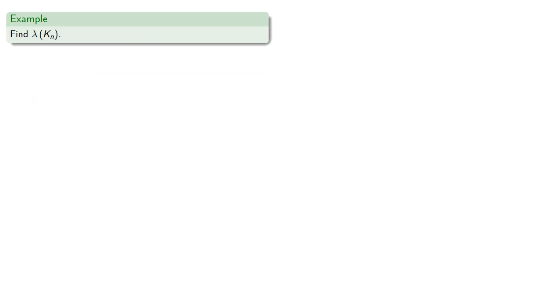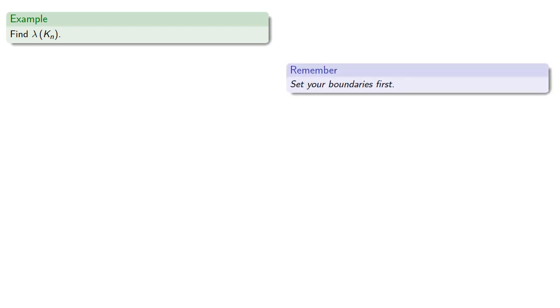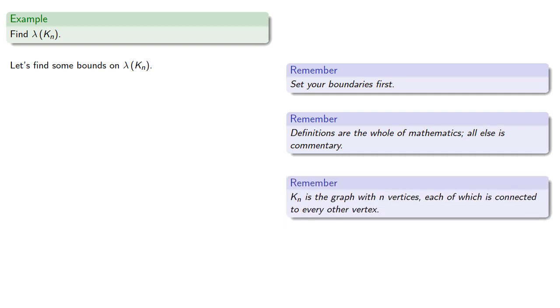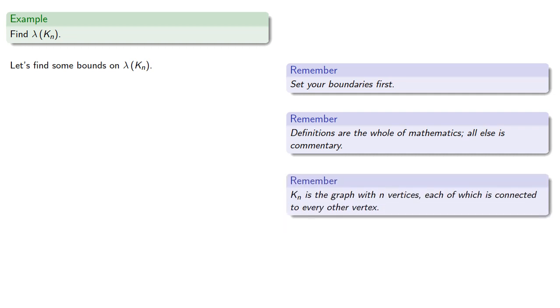So, a useful idea in math and in life: set your boundaries first. Let's find some bounds on our edge connectivity. Now, remember, definitions are the whole of mathematics. All else is commentary. The graph we're talking about, Kn, is the graph with n vertices, each of which is connected to every other vertex.